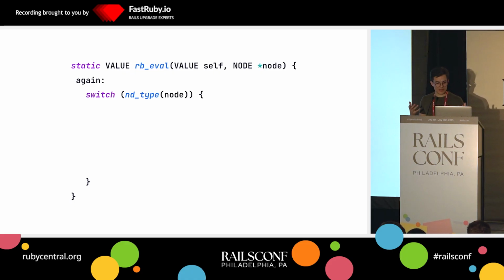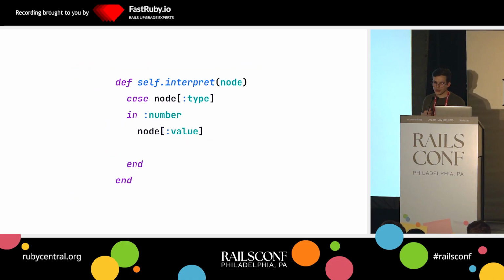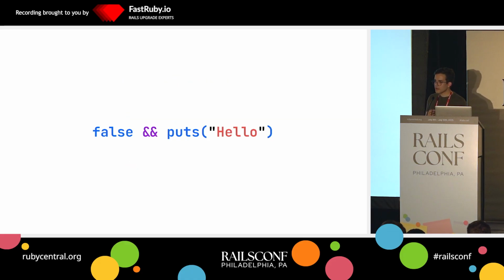First thing we do is check the node type here. So there's this big switch statement with several cases. And for the number 42, we fall into the NODE_LIT case. And NODE_LIT here is similar to our number type. So we get the result from the nd_lit attribute. And we break, basically return from the switch case. And that's it. It's not too different from what we did before with the case statement and the number node and the value.